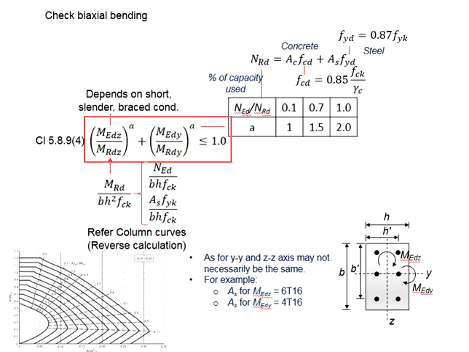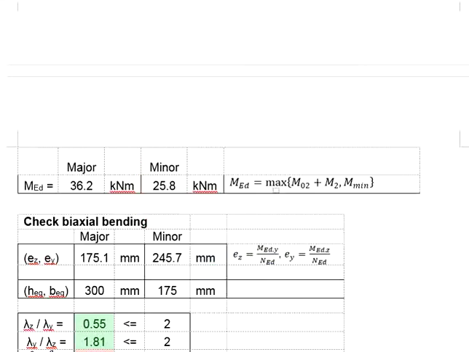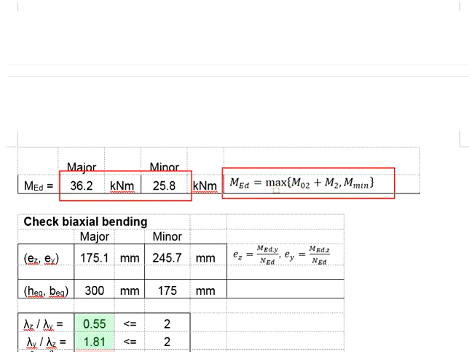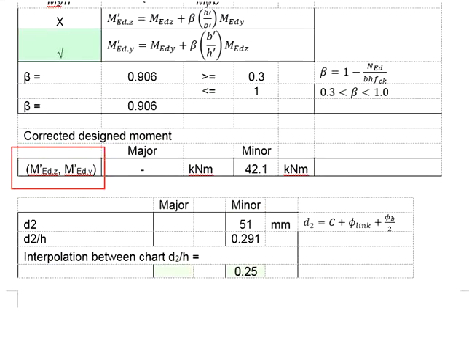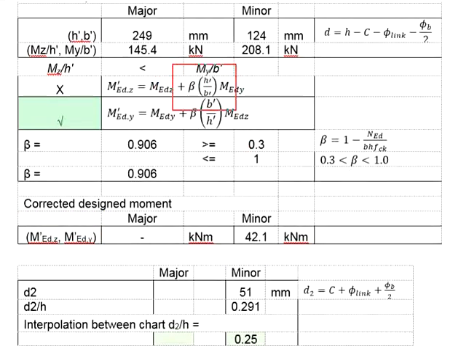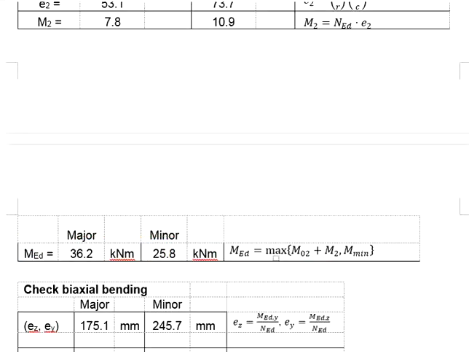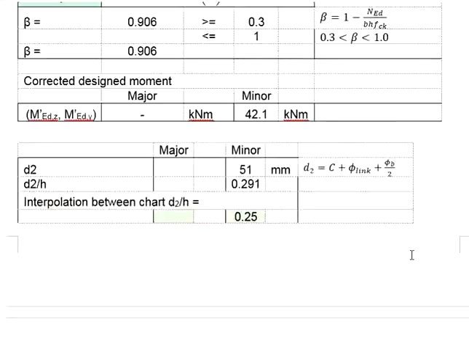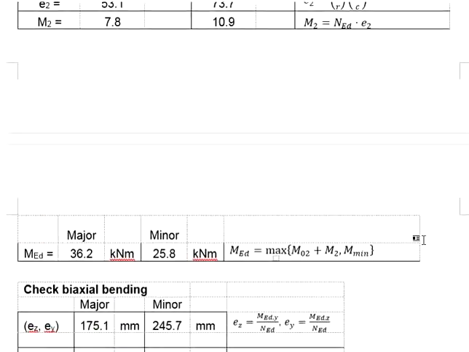Since this equation has already considered the effects of the biaxial bending, we will use the MED as per what we have obtained from the equations for the slender and unbraced column, not the M'EDY that incorporated the effects of the other axis. This clears a doubt on which MEDs to be used, since you have several MEDs that you have calculated along the way.